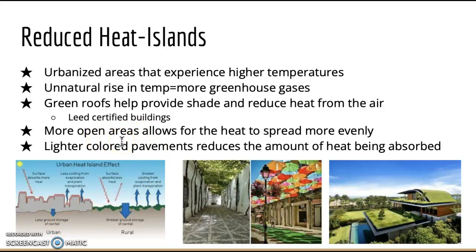More open areas allow for heat to spread more evenly. So, for example, in cities, usually there are buildings everywhere, but they're trying to add more parks to reduce the effect of the buildings. And lighter colored pavements reduce the amount of heat being absorbed, so they're trying to make the roads lighter colored rather than a dark pavement.